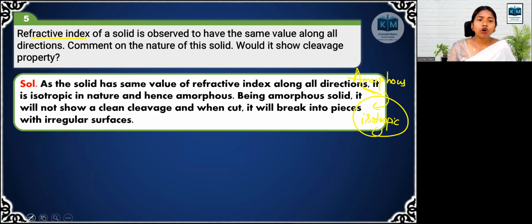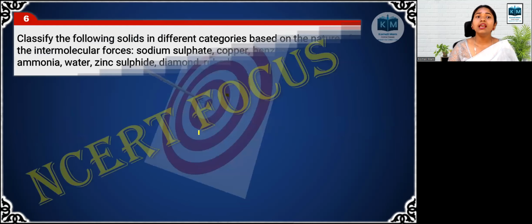As the solid has the same value of refractive index in all directions, that means it is isotropic in nature. Isotropic means those solids are amorphous solids. Amorphous solids do not show a clean cleavage. When we cut it, it will break up into pieces with irregular surfaces. The cleavage won't be clear.